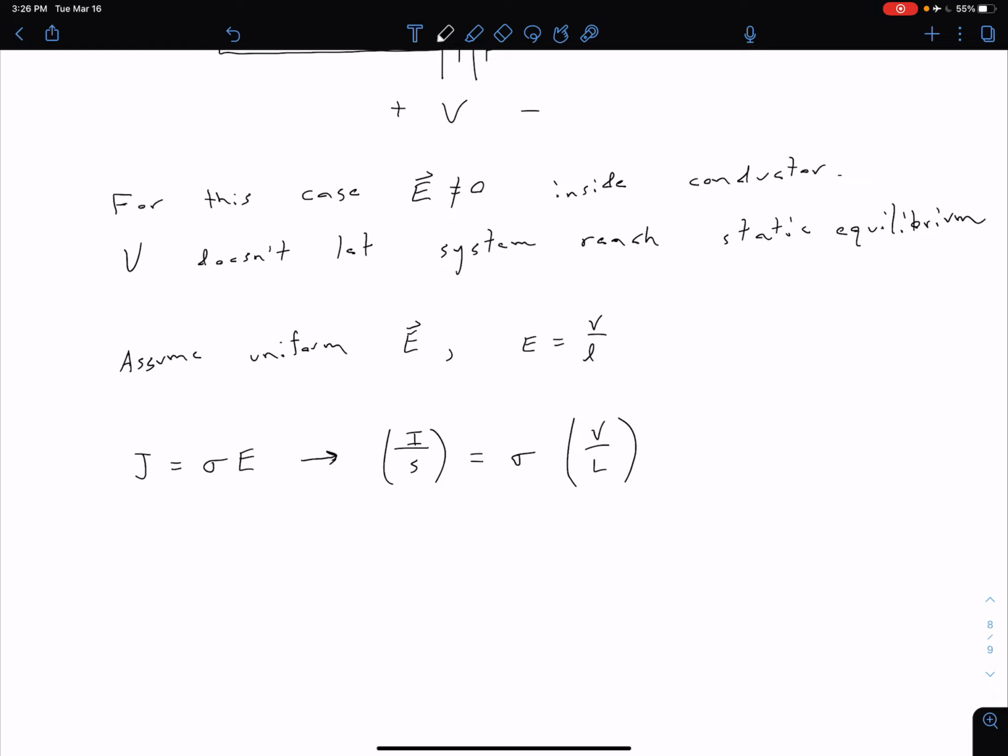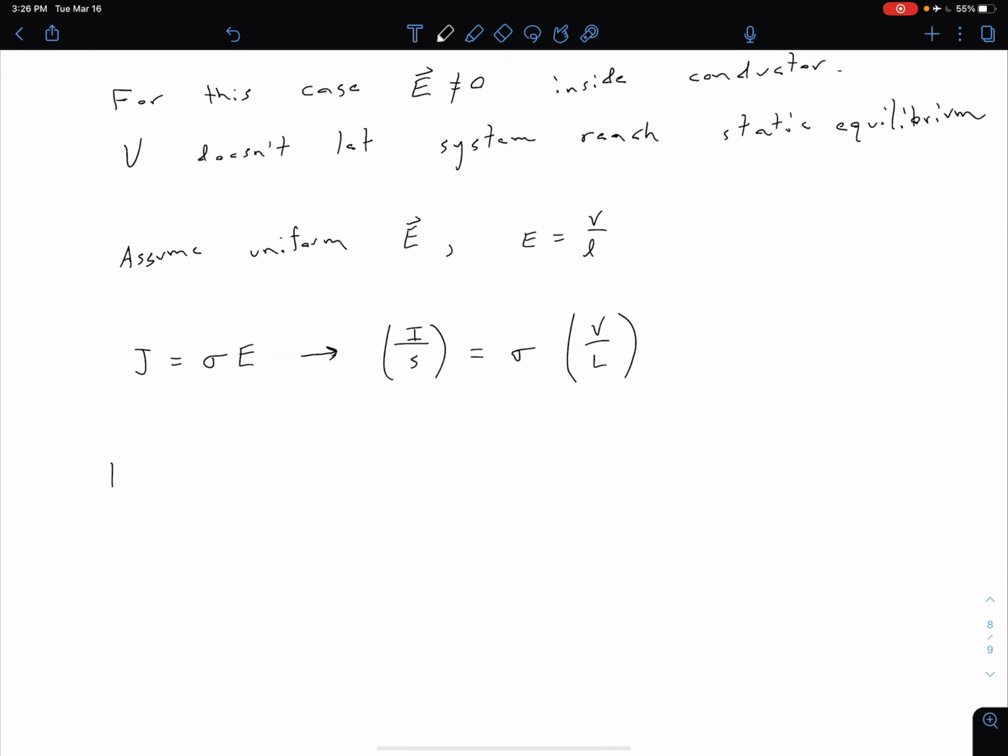Now let's say we're interested in finding the resistance of the conductor. Resistance we know is defined as V over I. So that's going to be equal to, plugging in from our equations above, L divided by sigma times S. We can also define a new parameter here and say this is equal to rho sub C times L divided by S.